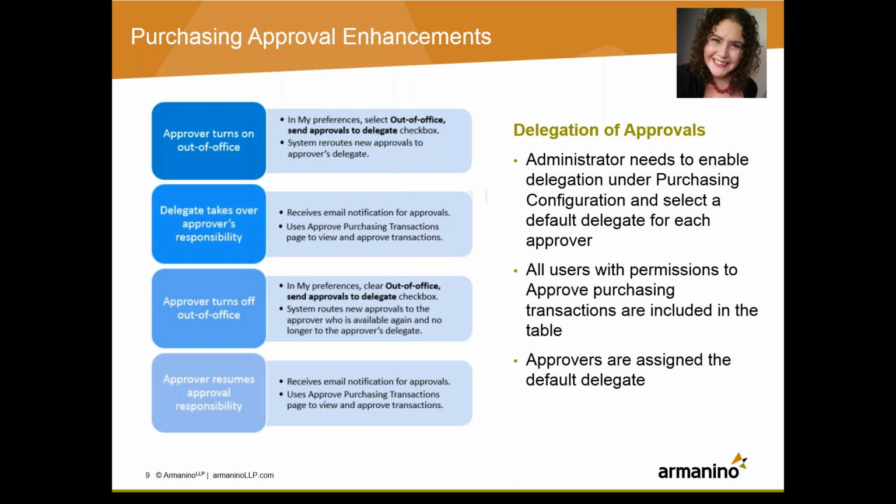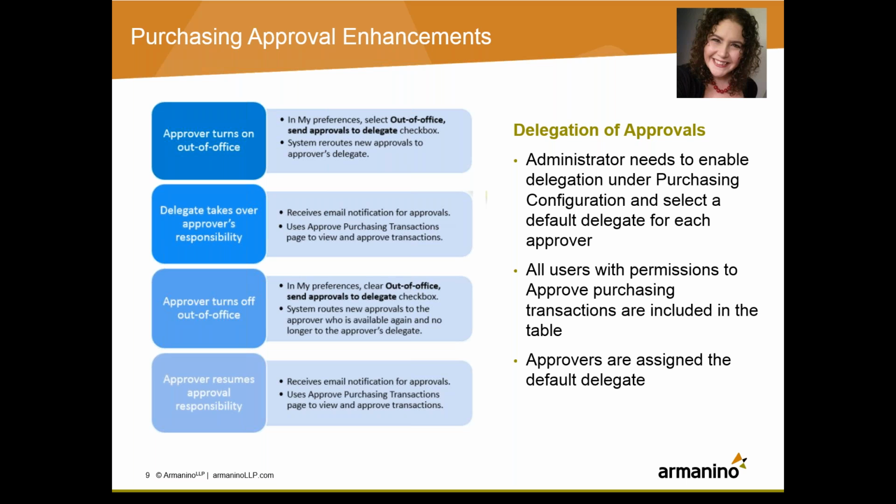The reason it's being done this way, instead of allowing the people to choose their own delegate, is really for internal controls purposes, to make sure that there is administrator oversight over who's allowed to be a delegate approver, because you want to make sure that that person has the requisite position and knowledge to do those approvals on behalf of somebody. So that person will receive all of the notifications, and they'll be able to approve purchasing transactions and view everything in their own queue as if they were the original approver.